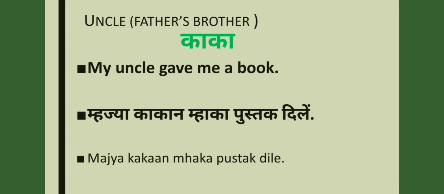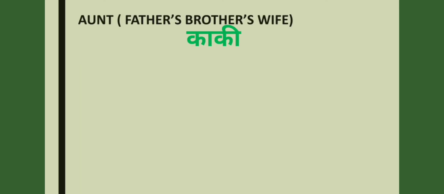म्हज्या काकान means my uncle. म्हाका means for me. Pustak means book. Dile means gave. The next word, aunt. Father's brother's wife. In Konkani we say kaki. Kaki.